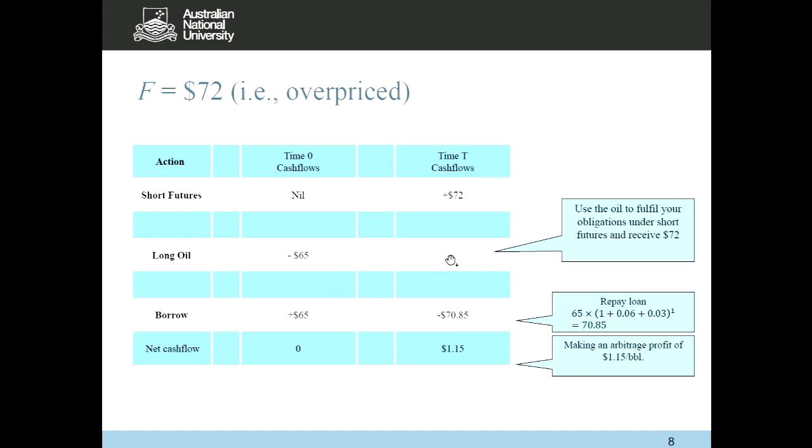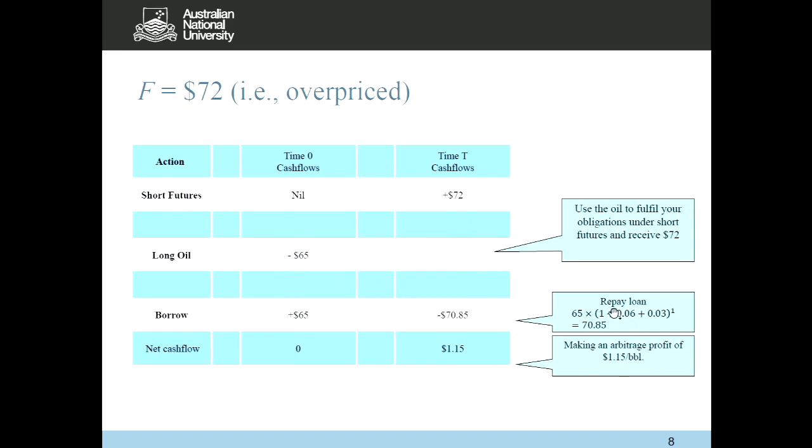So 1 year later, what happens is that you use that barrel of oil to fulfill your short commitment and receive this capital F, $72. Okay, so you fulfill your commitment under the short futures contract. And what else you have to do? Remember, you took out a loan to buy that barrel of oil a year ago. Now it's time to repay the loan, right?